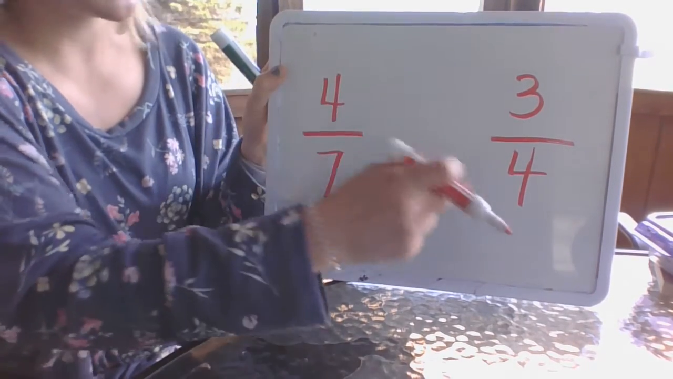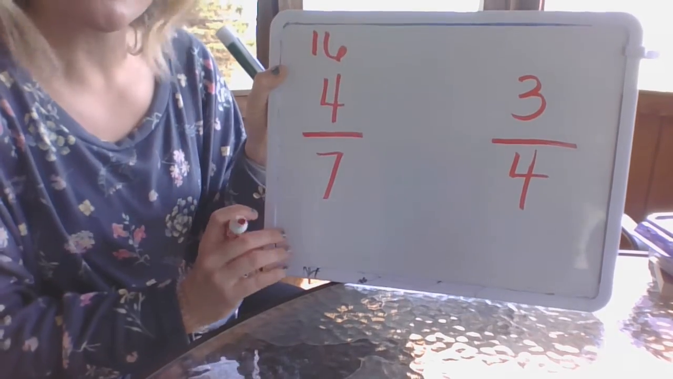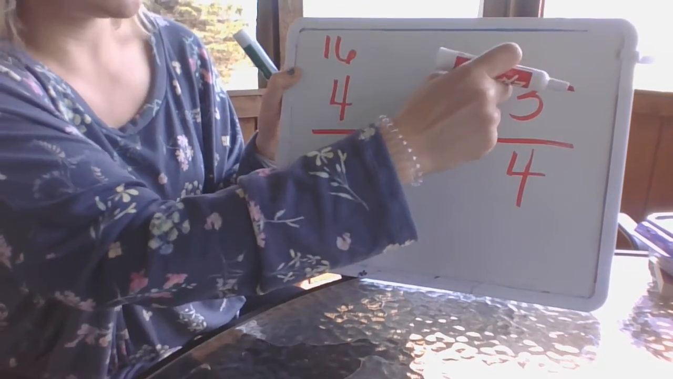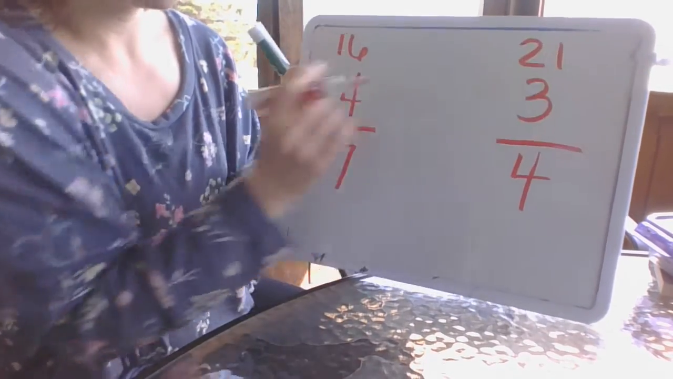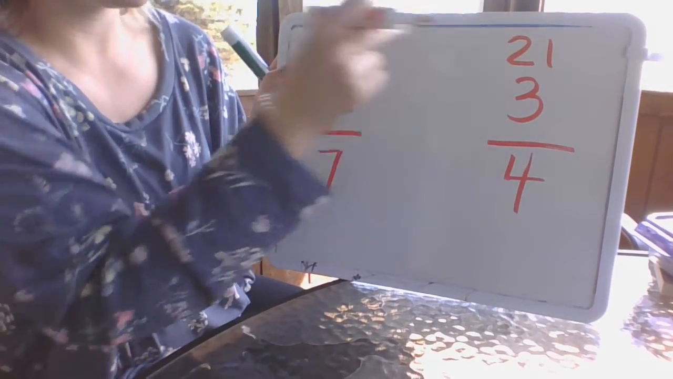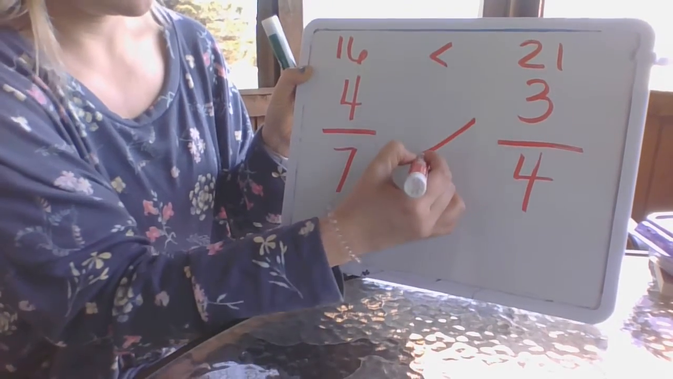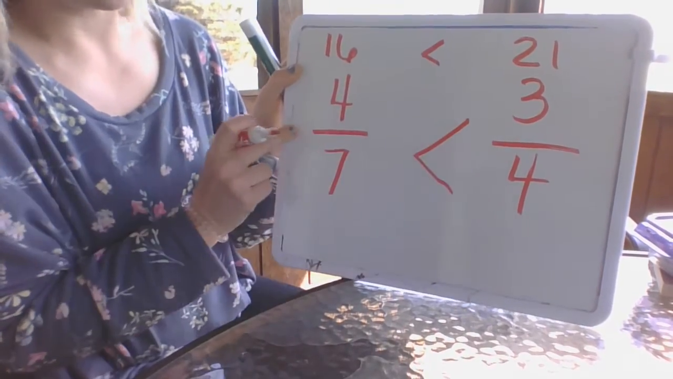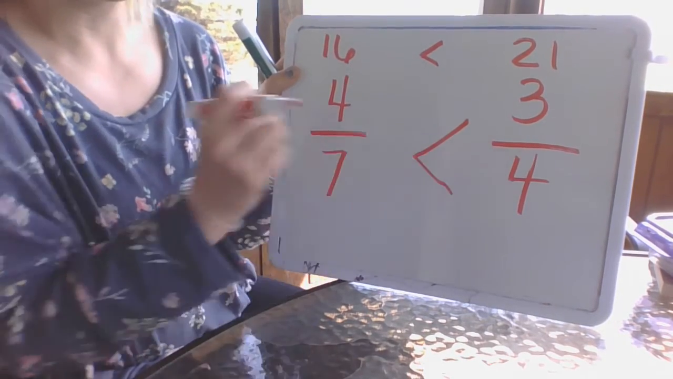So I'll do 4 times 4, and that makes 16. Then I'm going to do 3 times 7, and that makes 21. Now I can see that 21 is greater than 16. So that means 3/4 is greater than 4/7, or I could say 4/7 is less than 3/4.